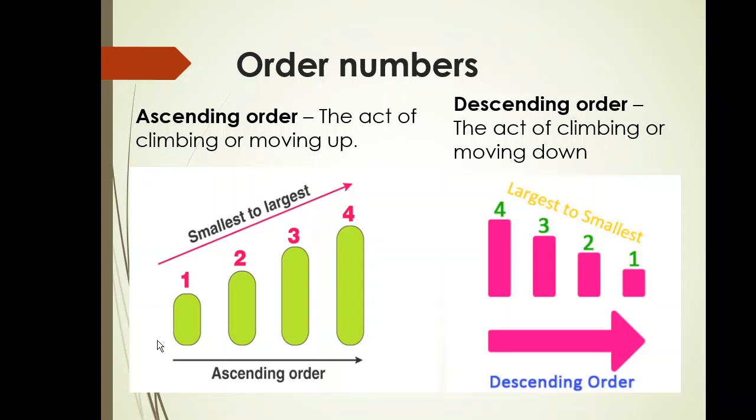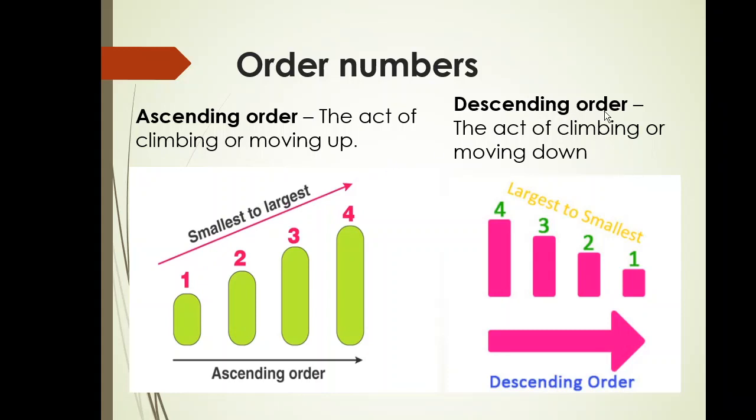So here we start with 1 until we reach 4. We start with 1 because it's the smallest here, and then we move to 2, 3, 4. In this way, we are ordering numbers in an ascending order, starting from the smallest to the largest number, moving upward.